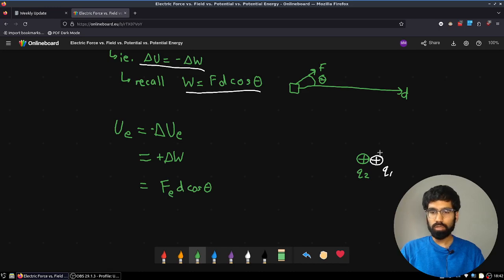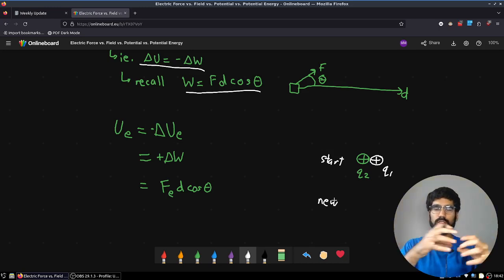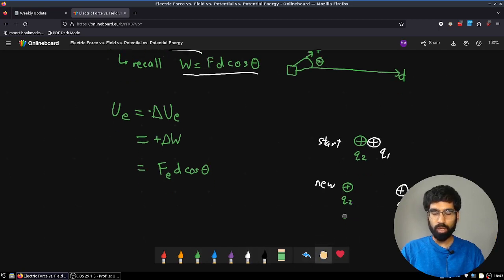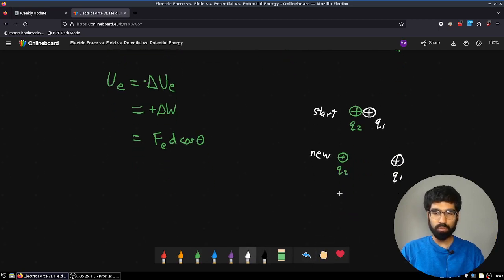Because these charges are right next to each other, this is our starting state, and because they're both positive, we're going to have a force that is pushing both charges apart. So the new end state of the charges is that both charges have been repelled away from each other, because like charges repel. And the reason for this is that we have an electric force. So the electric force is pushing both charges apart.